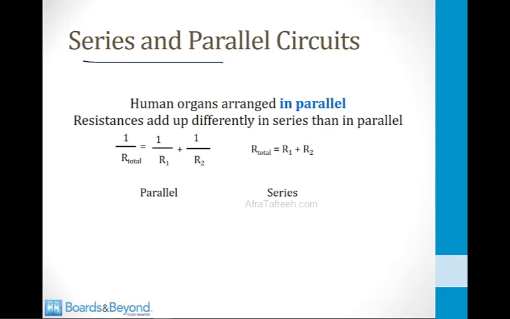So the organs in the human body are arranged in parallel, and this is a very good thing because by arranging organs in parallel, you greatly reduce the resistance to flow, and this makes the heart more efficient because it doesn't have to generate so much blood pressure.